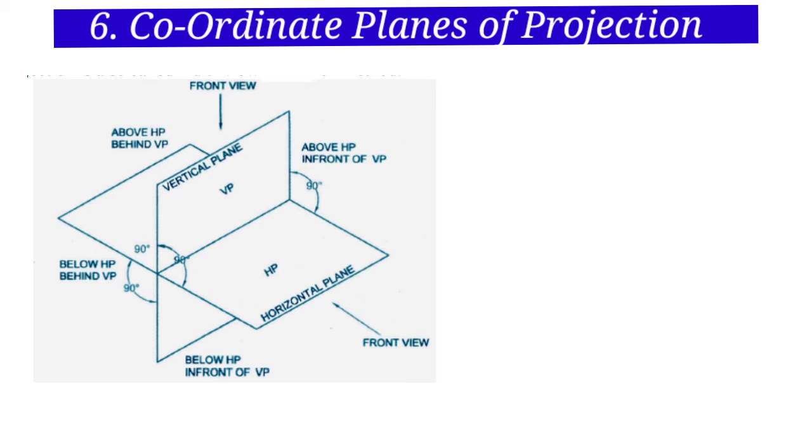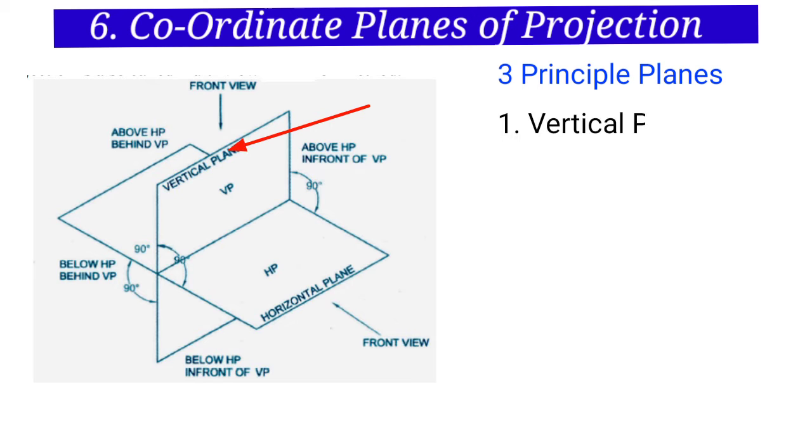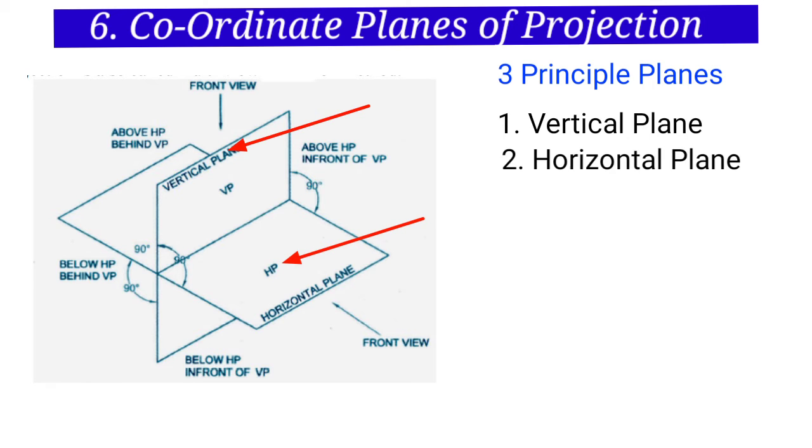In the orthographic projection drawing, for getting the different views of an object, three main planes are usually used. One of these, set up in a vertical position, is called the vertical plane of projection. The second plane, set up in a horizontal position, perpendicular to the VP, is called the horizontal plane, that is, the HP.